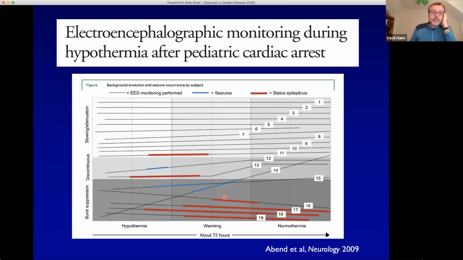And so based on these data, we will sometimes continue monitoring for about 72 hours in patients with cardiac arrest, certainly if they're undergoing hypothermia, because hypothermia itself appears to have a neuroprotective or anti-epileptic effect. And then when you rewarm patients, they can have rebound seizures.